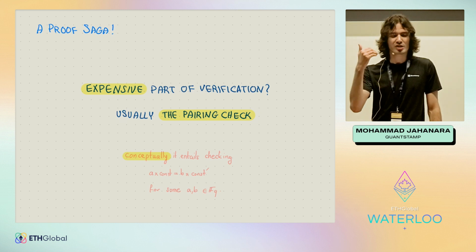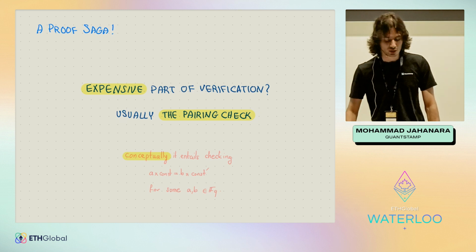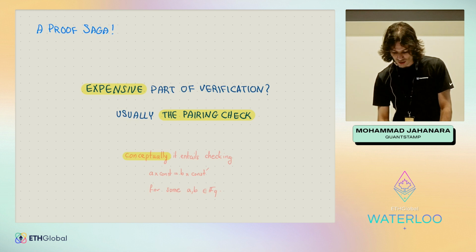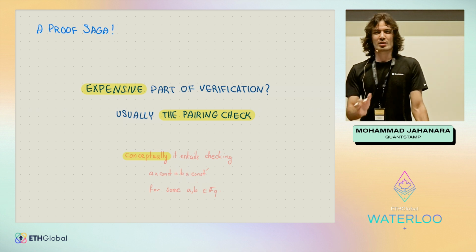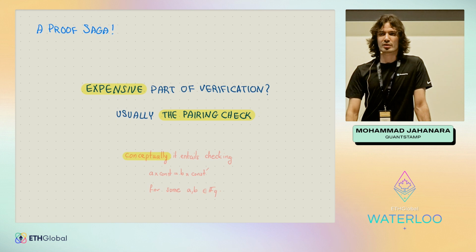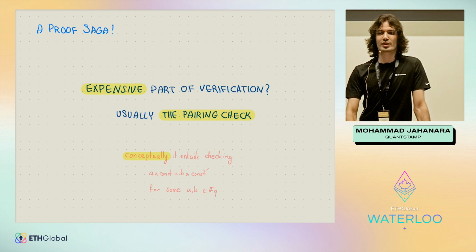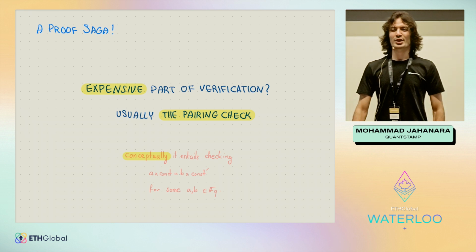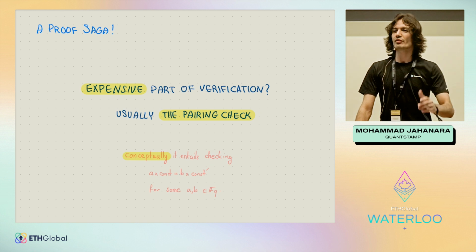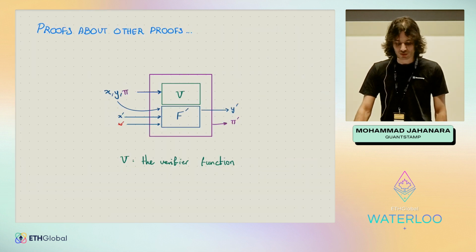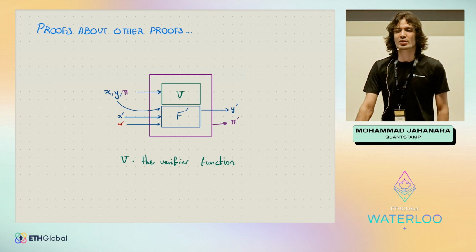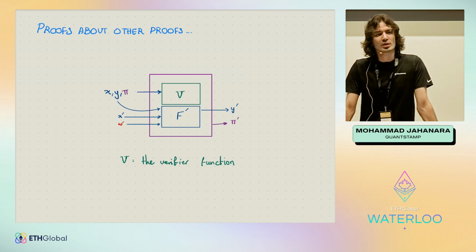To think about it conceptually, if this stuff is new for you, the pairing check is just checking some element A times some constant is equal to another element B times another constant. And these elements A and B belong to some field, okay? This is a very simplified version of the pairing check, but this is enough if you want to follow the talk. Great. Now that we are all set, let's get to the recursion business.